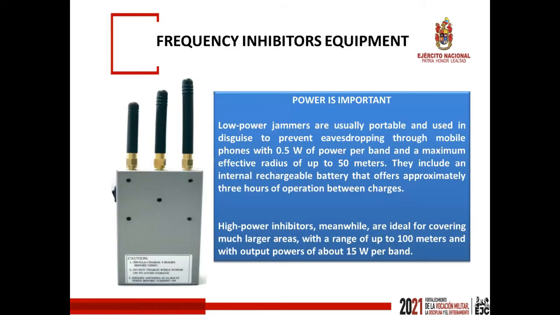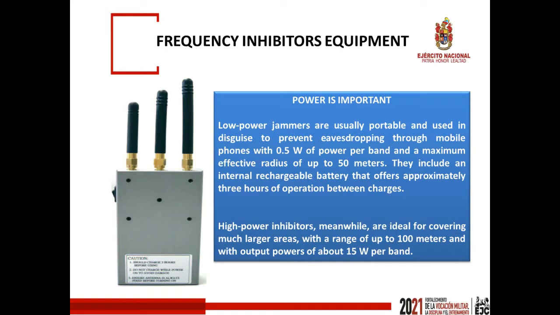The frequency inhibitors equipment and its power is important. Low power jammers are usually portable and used in disguise to prevent eavesdropping to mobile phones, with 0.5 watts of power per band and a maximum effective radius of up to 50 meters. They include an internal rechargeable battery that offers approximately 3 hours of operation between charges.